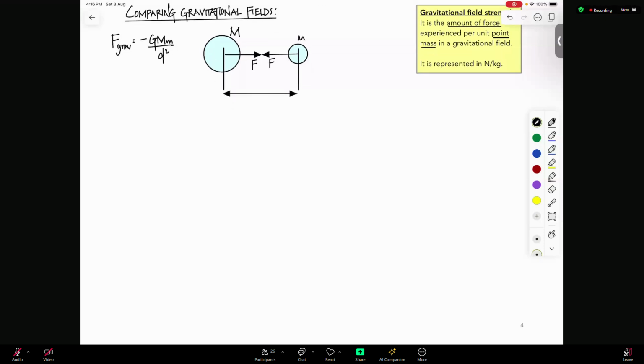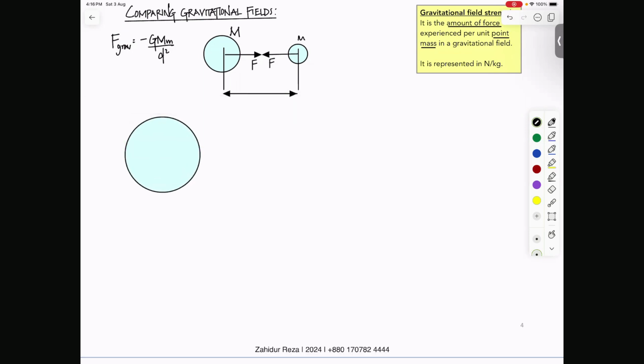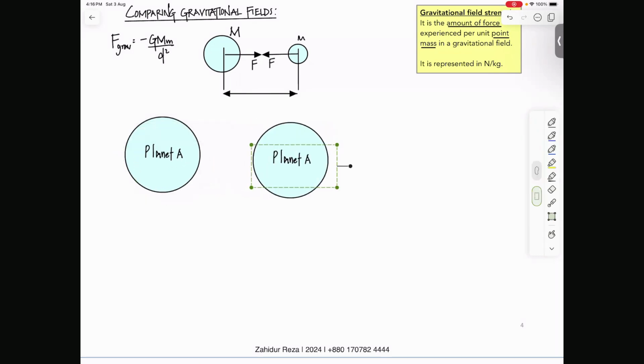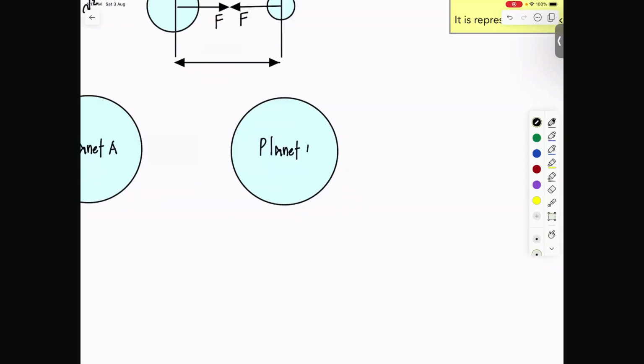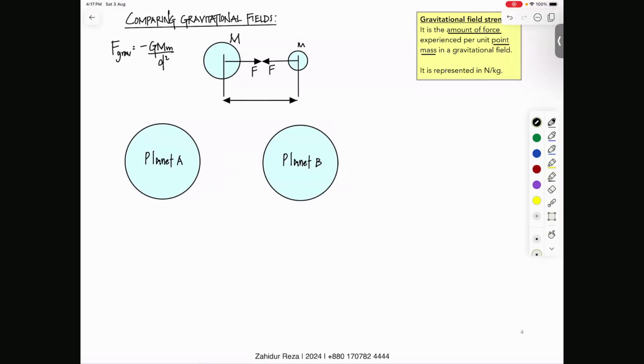Right. Now, how do you compare gravitational fields? So I'll ask you a few questions and see if this can solve our problem. So let's say there's planet A here, and there's another planet out there, planet B. So we want to compare the strength of the gravity of these two planets.